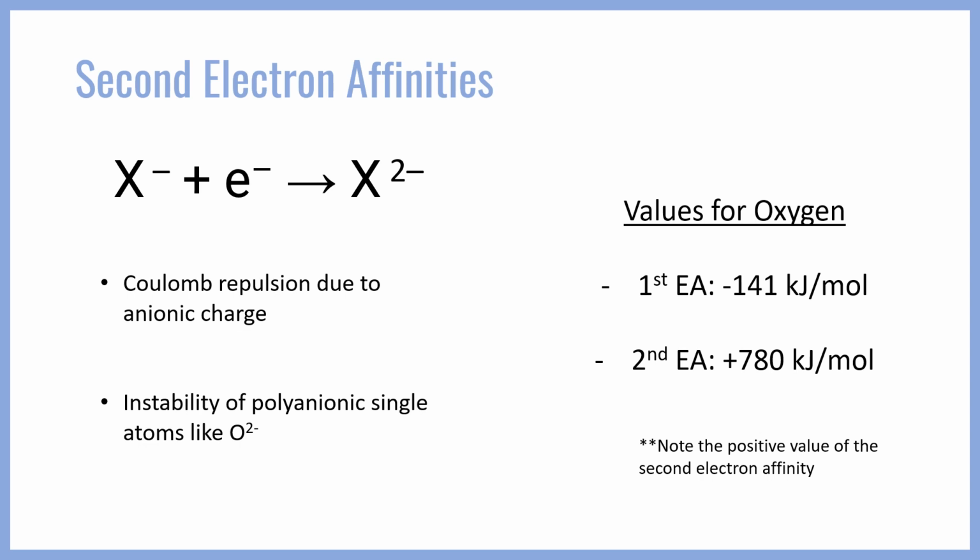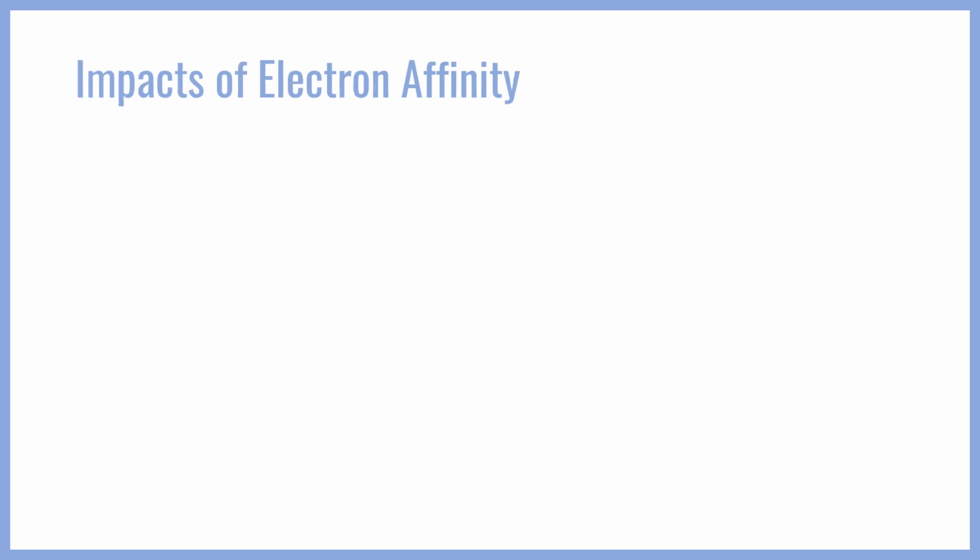means that to form a salt, for example, like sodium oxide, Na2O, you're going to need a really strong driving force to form that O2 minus anion. So these are food for thought for later when we talk about the Born-Haber cycle for the formation of ionic compounds. Finally, I want to just go ahead and summarize the consequences of electron affinity and why it's so important.